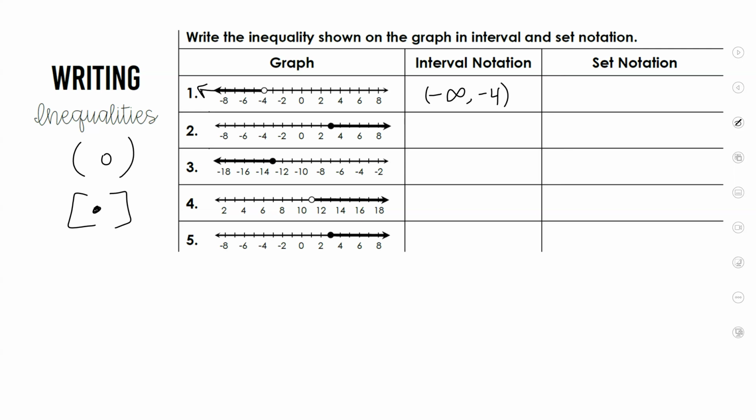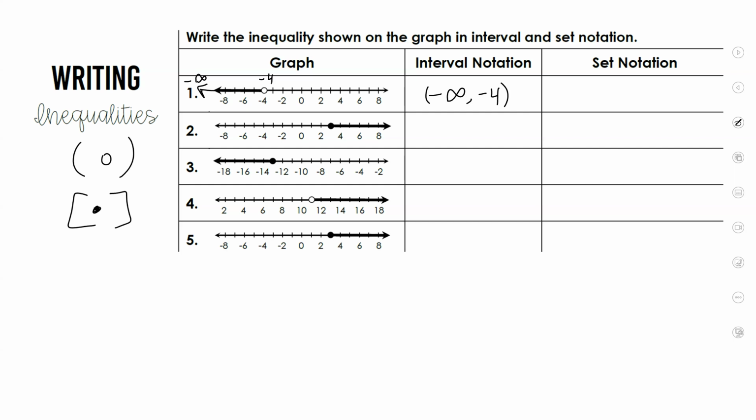Okay, so I got a lot of questions on how do you know which number goes first? You always move from the left side to the right side. The left side is pointing at negative infinity. The right side is at -4. That's the order it goes in.